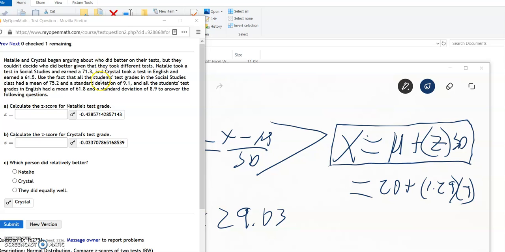When you do this problem, it doesn't even matter what the actual scores are. You do the z for each.